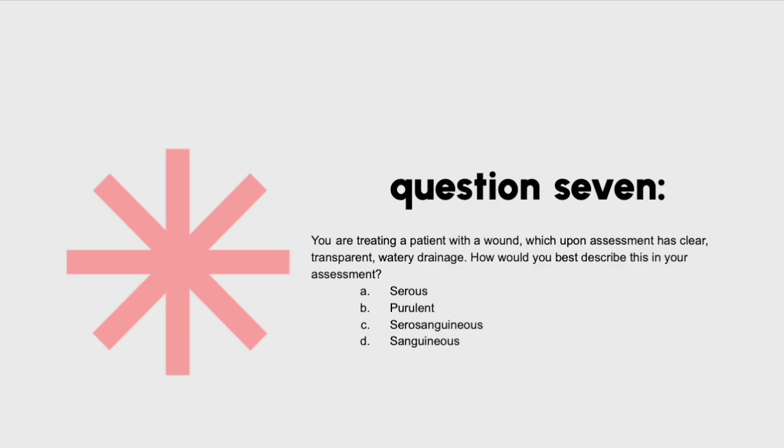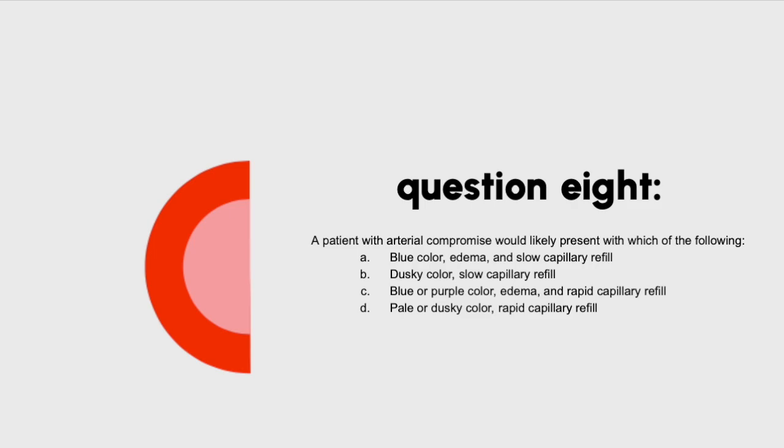You are treating a patient with a wound which upon assessment has clear, transparent, watery drainage. How would you best describe this in your assessment? A. Serous. B. Purulent. C. Serosanguinous. Or D. Sanguinous.